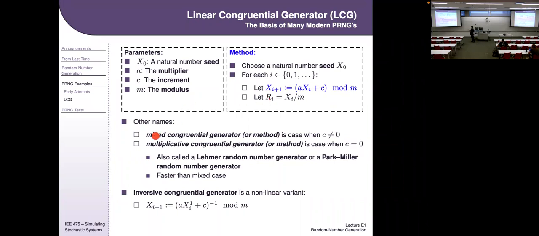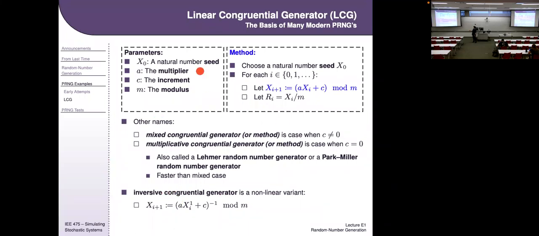This is also called the mixed congruential generator, and that's for the normal case when C is not equal to 0. If you get rid of C, it's the multiplicative congruential generator. This is also called the Lehmer random number generator, or Park-Miller random number generator. In this multiplicative case, getting rid of the plus allows you to calculate these things much faster, because remember, you're generating possibly millions of numbers all at once. So anything you can shave off the arithmetic is going to speed up your simulation. And then there are inversive ones as well.